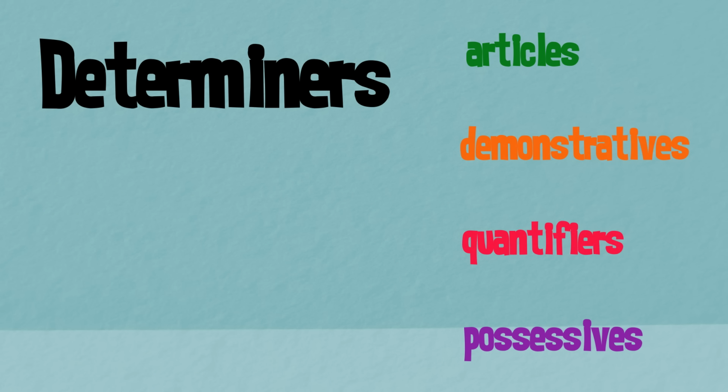This video will explain 4 types of determiners in English: articles, demonstratives, quantifiers, and possessives. Let's begin with articles. Articles are a very common determiner. There are 3 articles: a, an, and the.